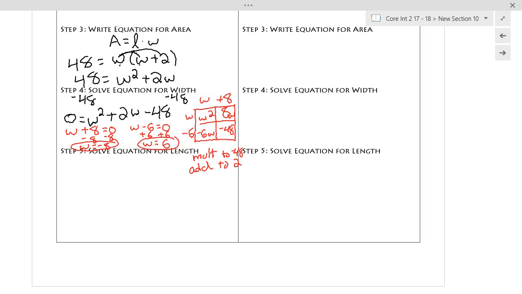Okay. Now again, this is a real world problem. I'm talking about the width of a garden or width of a fence or something. Does it make sense for my width to be negative 8? No, I can't have a negative width. Does it make sense for my width to be 6? Yes. Okay, so W equals 6. Then our last thing is to solve for the length. So remember, length was W plus 2. So that equals 6 plus 2, which equals 8. Okay, so my width is 6 and my length is 8.